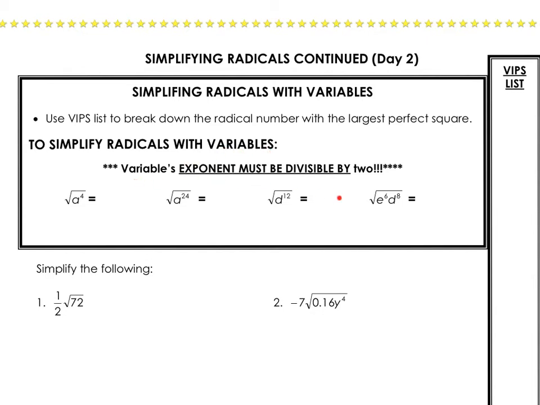Variable exponents must be even, and I talked about that a little bit. If you think about it, when we talk about x times x, we get x squared. X squared times x squared, we get x to the fourth, because we always add the exponents when we multiply. So they're always going to be even.